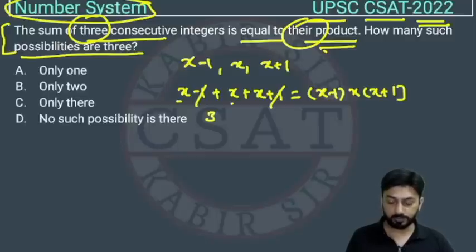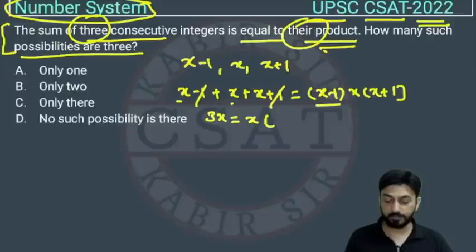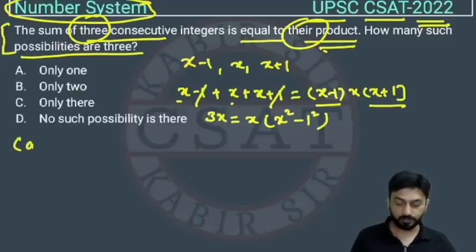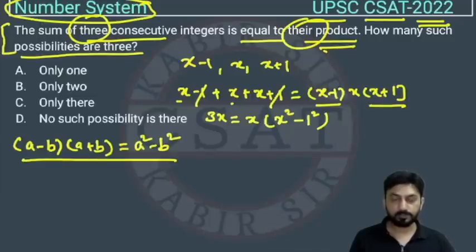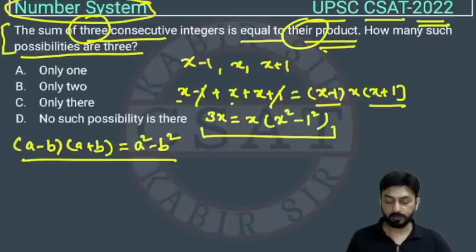So this will become 3x. 3x is equal to x into x minus 1 into x plus 1, right? So this will become x square minus 1 square. I am using this concept here: a minus b into a plus b is equal to a square minus b square, correct? Now how will we solve it? See, many students can cancel this x with this x. If you cancel, you will lose one value of x, right?